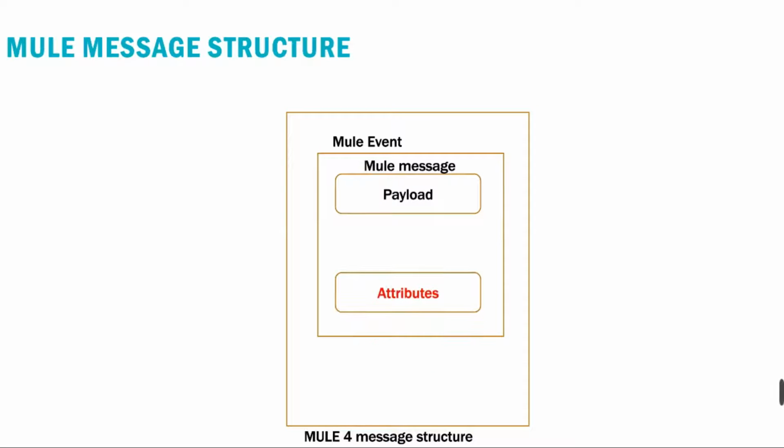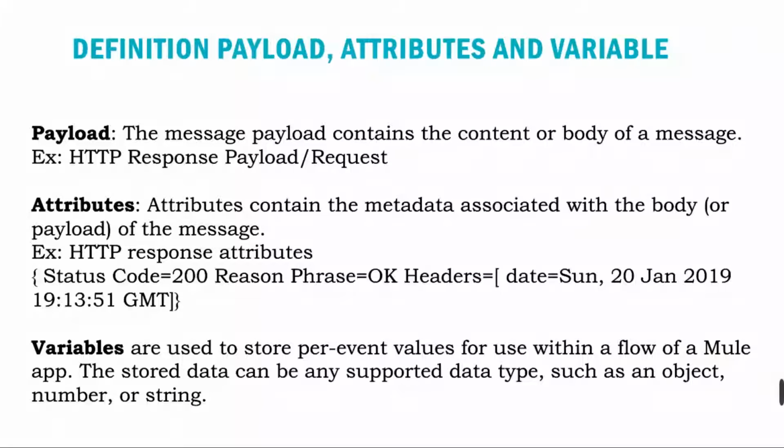Payload is the actual information, and attributes are also used here. There will be some properties for one message, and those attributes will be here. And then after that, the variables are assigned a value, and we can use those variables. Okay, we can go with the definitions of all these things.